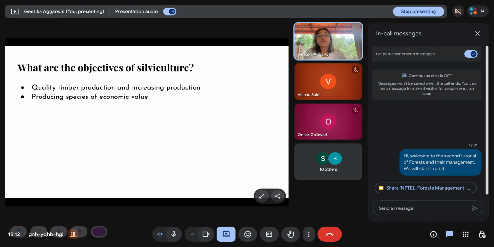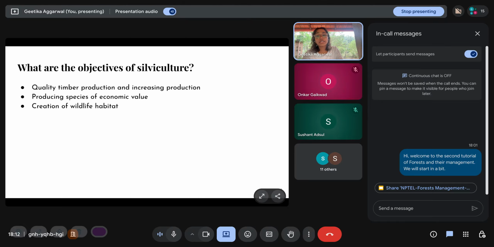It could be that I want to produce species which are of high economic value. These could be timber or non-timber species. For example, I have a coffee plantation. I want to increase the amount of coffee beans that come out of that area. Or I want to have, say, medicinal plants in that area. Anything. So I want to plant species which are going to give me back high economic value. That could be another objective.